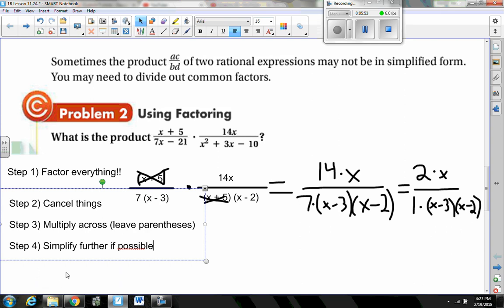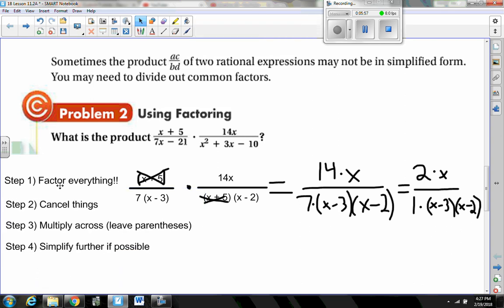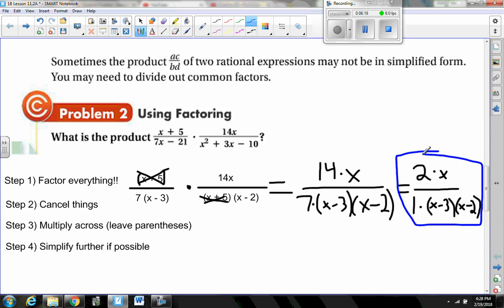Okay, so make sure those 4 steps get written down. Factor everything, cancel whatever you can, multiply across, but leave things in the parentheses like I did here. So just put all the pieces together as one fraction. That's what multiplying across means. Put it together as one fraction, and then look to simplify things that you can. And once you're done simplifying, if there's nothing else to cancel out, that's done, and you have your simplified form.